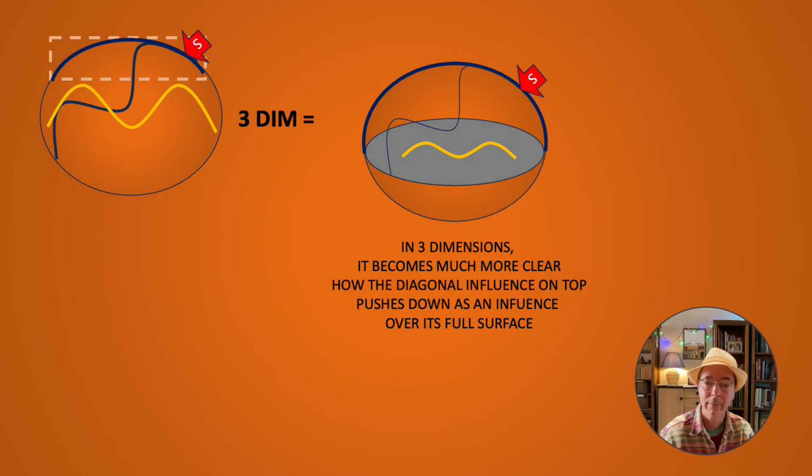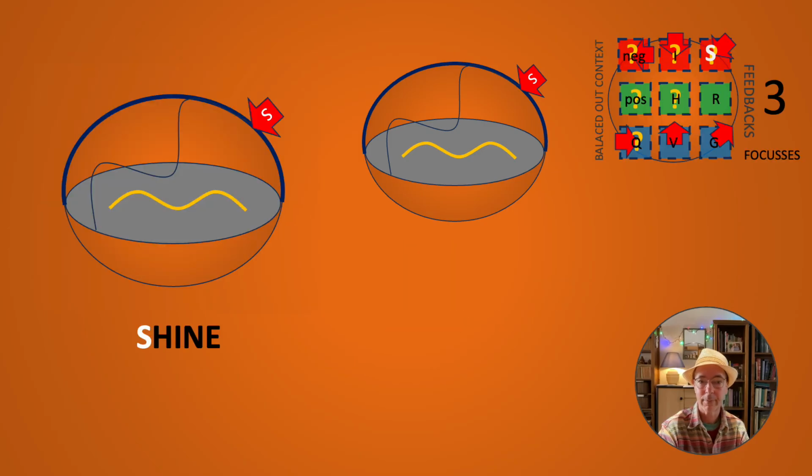You can see in 3 dimensions it becomes much more clear how this diagonal influence goes inwardly, and it pushes down, and it has an influence over its full surface. And there I can do something with it. Combined with H will be possible then as well, because I have this 3-dimensional space. So what do I have to do with H? Because they combine, I have to limit my focus a little bit, or emphasize my focus a little bit. So where's the H? I can see it there.